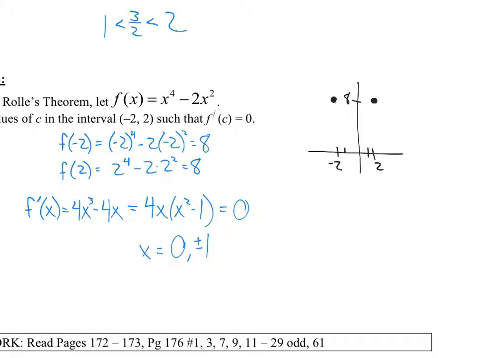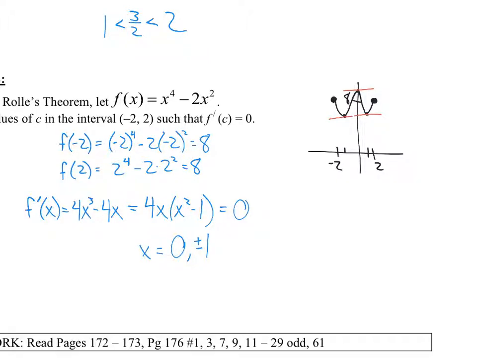So this is going to look something like this. At negative 1, 0, and positive 1, we have derivatives equal to 0. So we don't have any extra ones besides these 3? Not in this interval, no. When the derivative equals 0 is when we get our critical numbers. So that's the critical number.